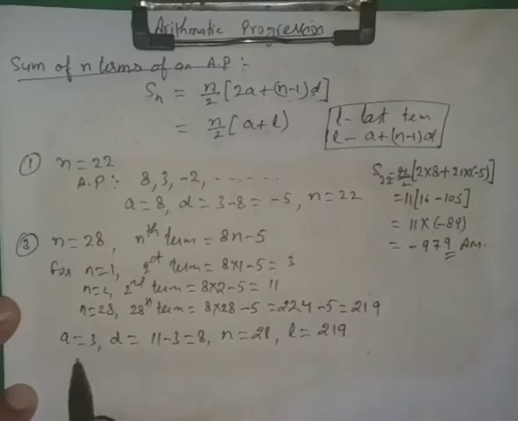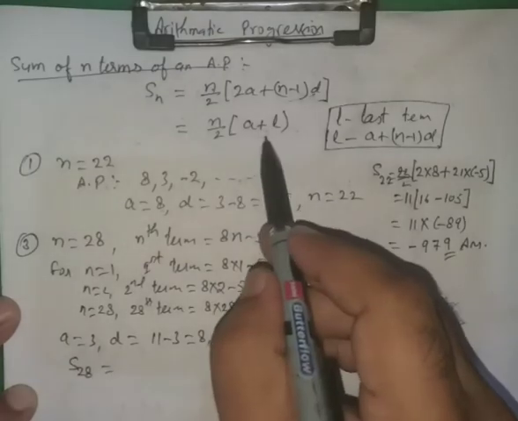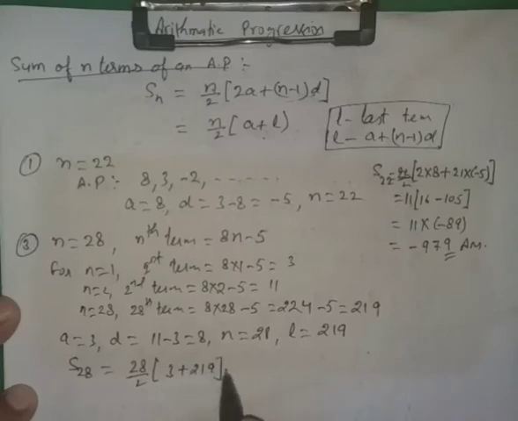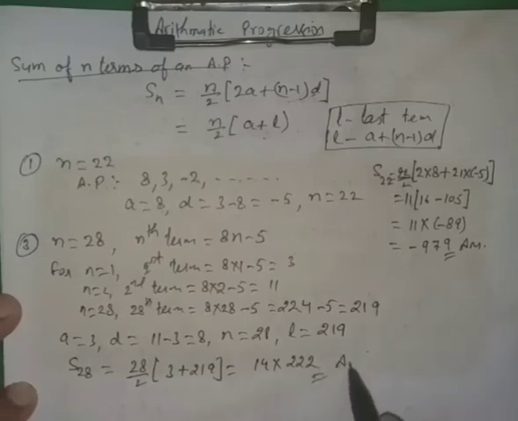Now we have to find the sum of the first 28 terms. That will be n over 2. I am using this second formula now: n/2 multiplied by (a + l). So that is 28 over 2 multiplied by (the first term 3 plus the last term 219). So this is 14 multiplied by 222. Now you can calculate this, and you will get the answer.